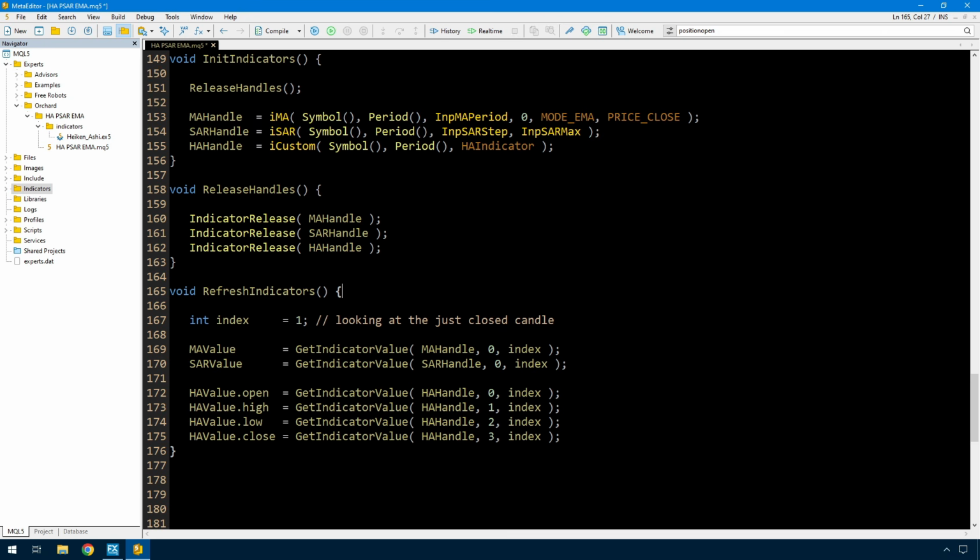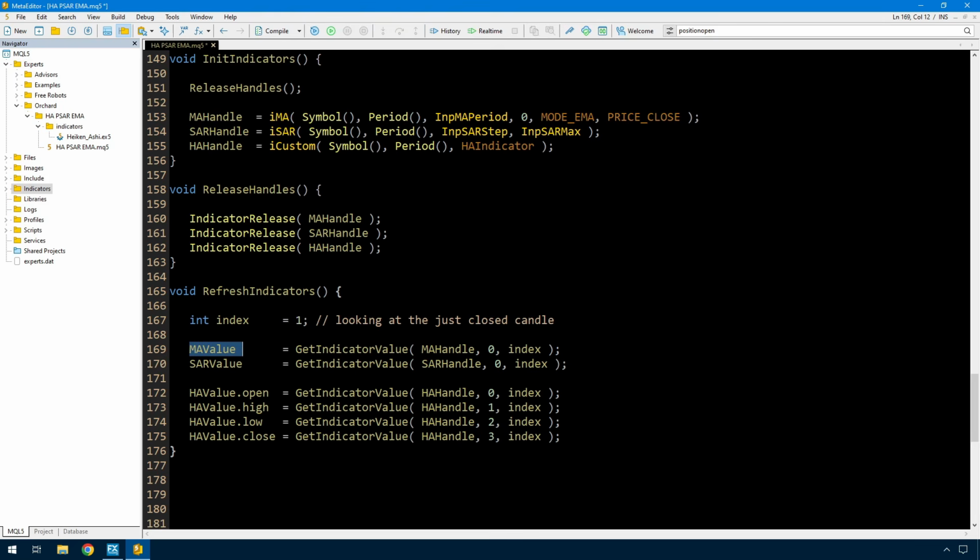So refresh indicators, index equals 1. I just like to put that into a variable because I'm looking at candle number 1, because remember I'm trading here at the beginning of a new candle. And I do that because you never really know when you're at the end of a candle. There's no indicator to say this is the last tick that you're going to get. So I'm trading at the beginning of a candle. I'm looking at candle number 1.